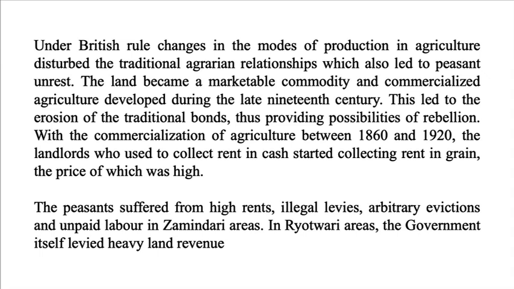With the commercialization of agriculture between 1860 and 1920, the landlords who used to collect rent in cash started collecting rent in grain, the price of which was high. The peasants suffered from high rents, illegal levies, arbitrary evictions, unpaid labor in zamindari areas, and in ryotwari areas, the government itself levied heavy land revenue. And thus, the peasants were left with no other option but uprisings or rebellion.